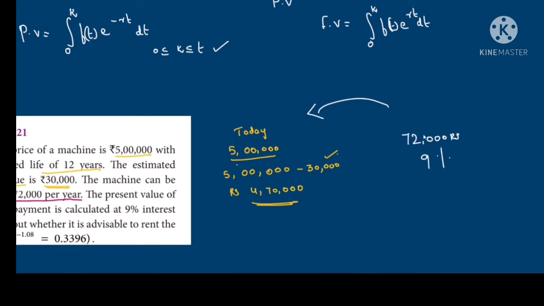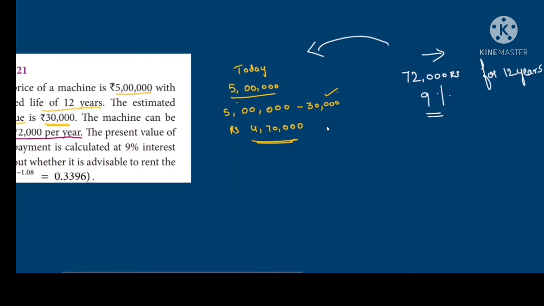So you are paying this 72,000. It's not an income, you are paying. So you are paying 72,000 per year for 12 years. And the rate is 9%. So we have to find the present value of this, and then you have to find which is better. This is not an income. Remember that it is a rent you are going to pay.